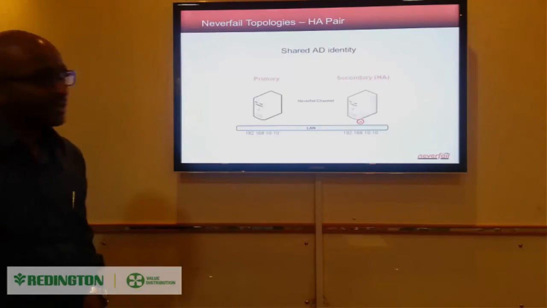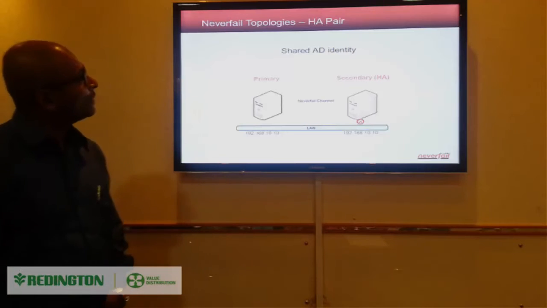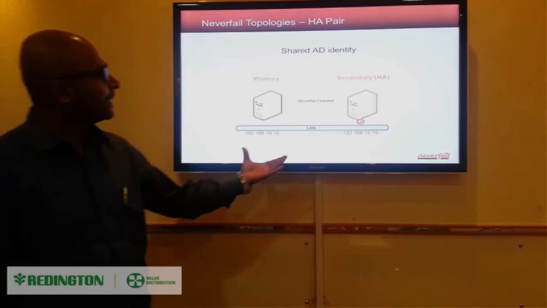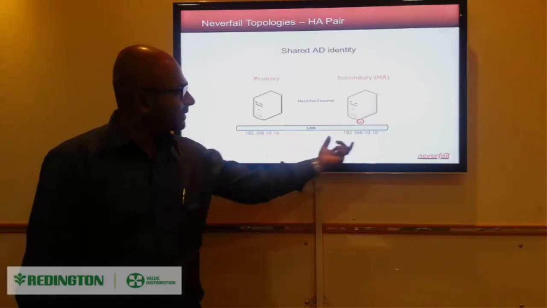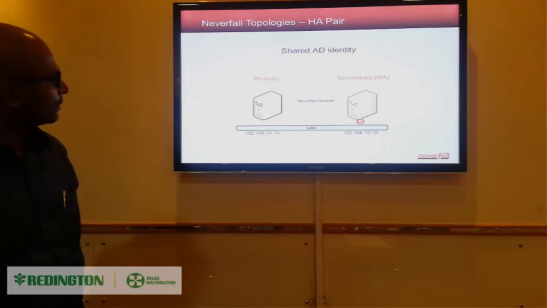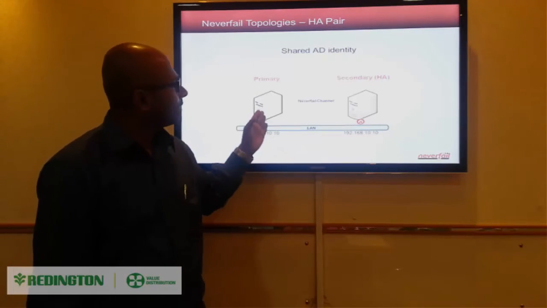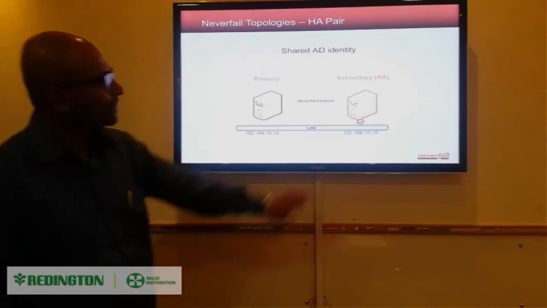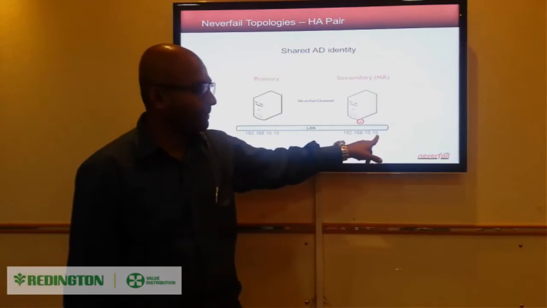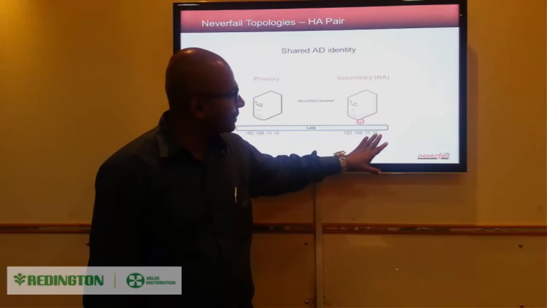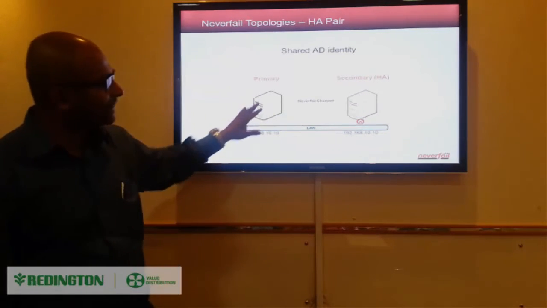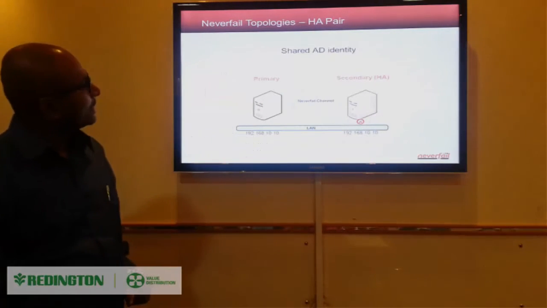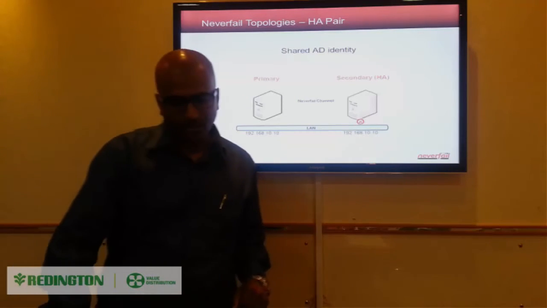Now we'll talk about the topologies available in Neverfail. The simplest topology of Neverfail is you have a LAN. You can notice that the network IP is the same, 192.168.10 series IP, it's in the LAN. So you have a primary server and you have a secondary HA server. This secondary server IP is also the same, but it is not active. In case the primary fails, the same IP is given to the secondary server, and it takes care of all your applications which need to be taken care of in HA mode.